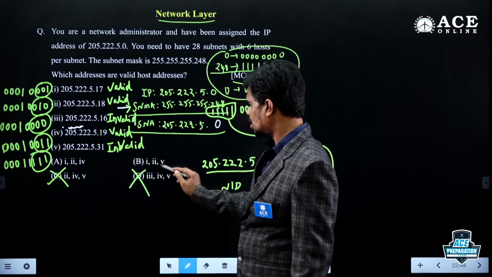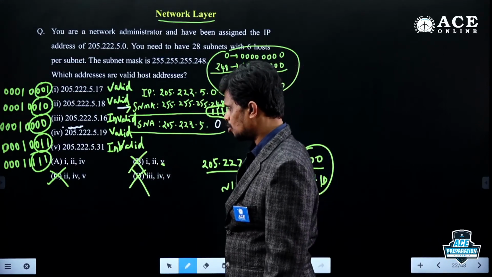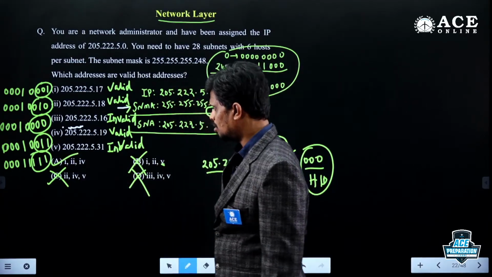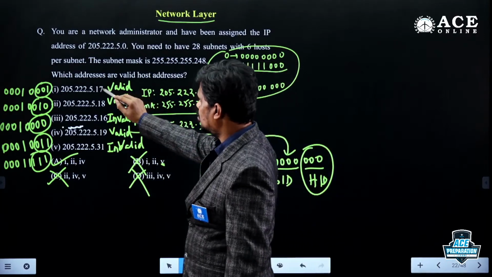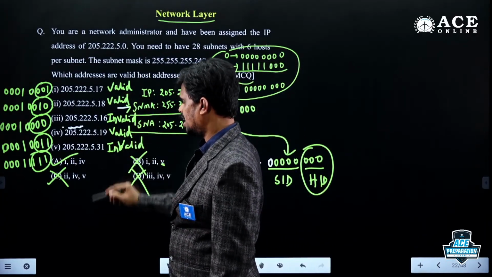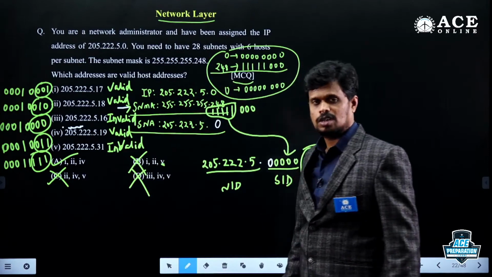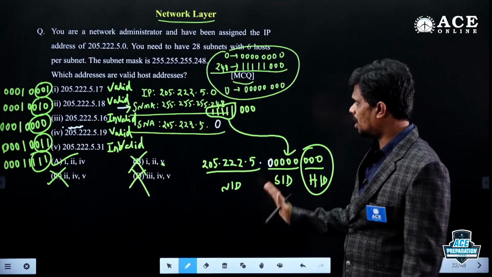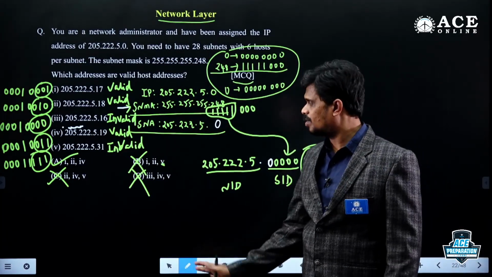Option B mentions the fifth one, so that is ignored. Then what is the remaining answer? Option A: 1, 2, 4. Look, 1, 2 and 4 are valid addresses. Option A is the answer for this question. I believe you are clear with the explanation of this question.